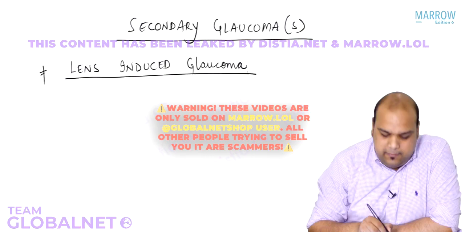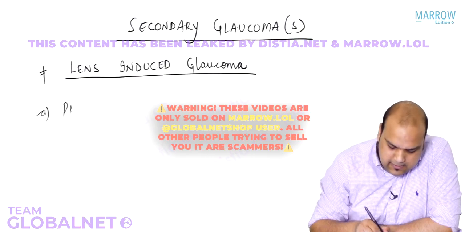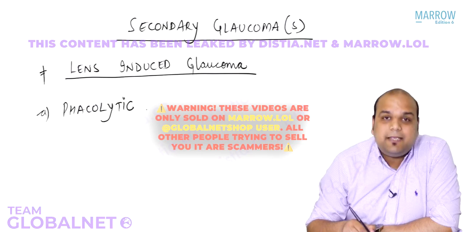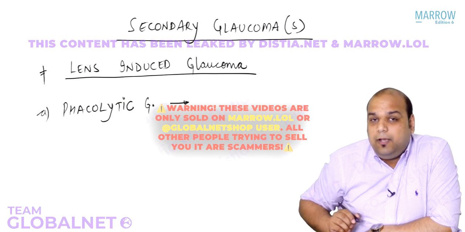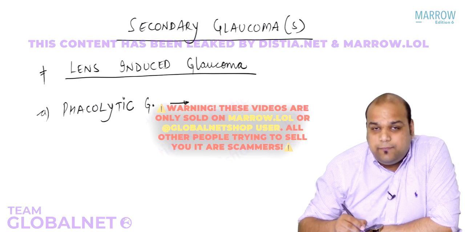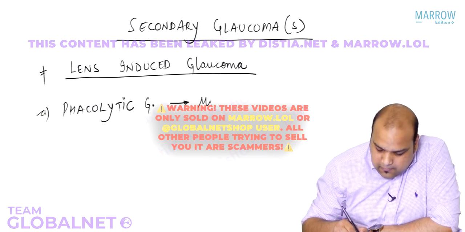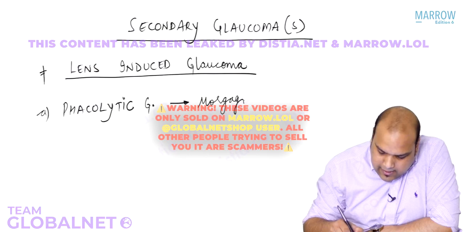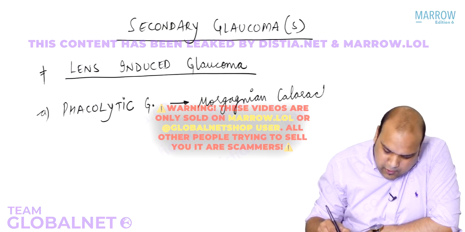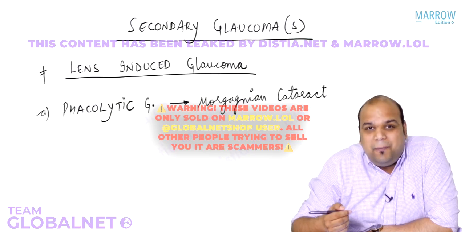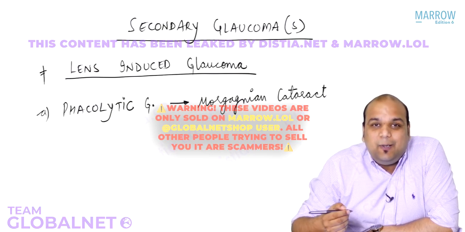Lens induced glaucoma can be of three types. The first, if we remember the name through the lecture on lens, everybody, is phacolytic glaucoma. The cause of this glaucoma was Morgagnian cataract. This though we already know, guys. The most common complication of Morgagnian cataract is phacolytic glaucoma.